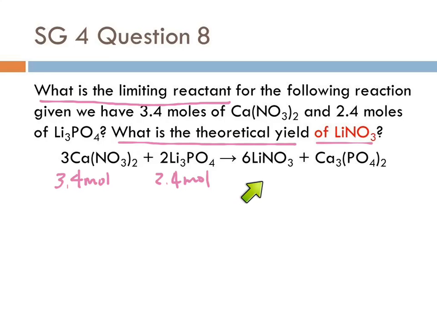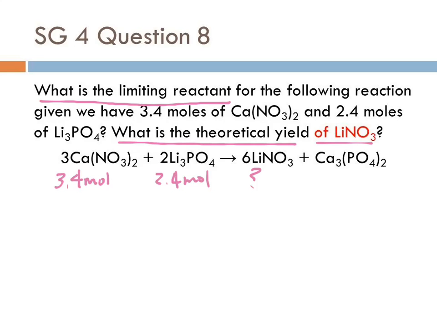There are two products, aren't there? There's lithium nitrate and there's calcium phosphate. It's telling us that we're interested in the amount of this one. We could find the other one too, but let's not, because we don't need to. So this is our question. How many? Now, that's right.